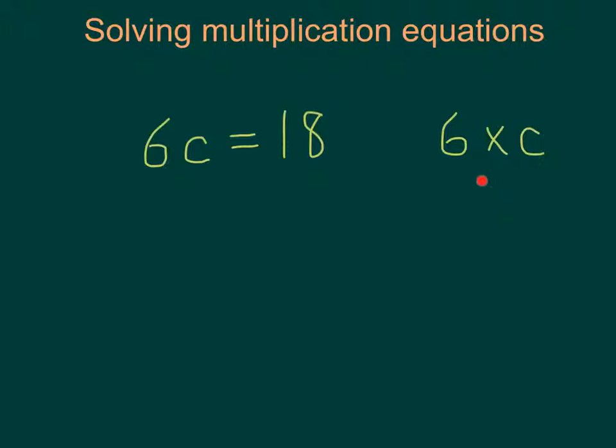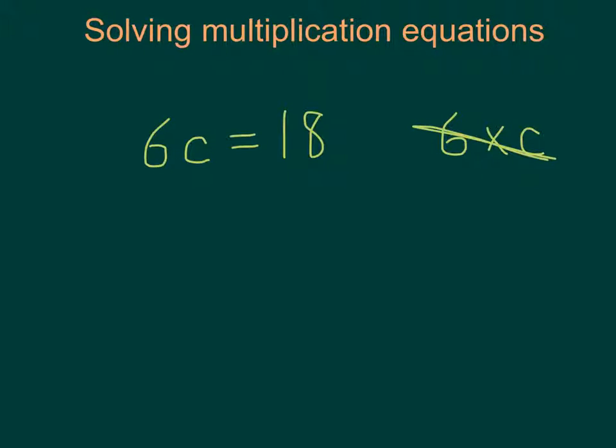Here's the reason that we don't use the multiplication sign when we have a number and a variable. If we look at this, this could mean 6 times c, but it could also mean 6 times a number, we'll call it x, times another number c. So we don't ever want to write it like that. That's the reason we show the multiplication without a sign, just like this.